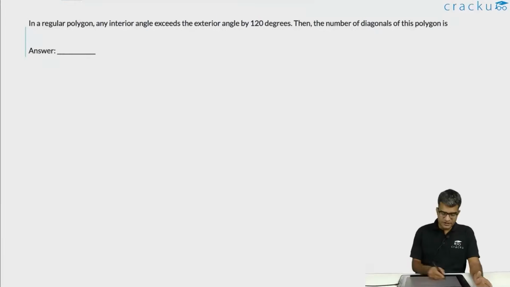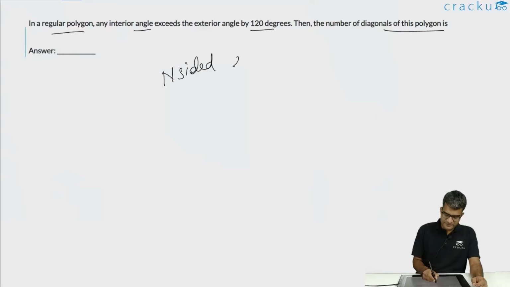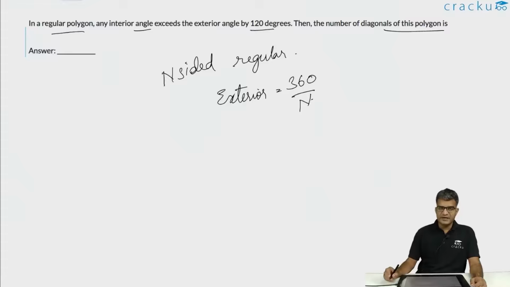In this question, we are told that in a regular polygon, the interior angle exceeds the exterior angle by 120 degrees. What is the number of diagonals in this polygon? We know that if there is an n-sided regular polygon, each of the exterior angles will be equal to 360 divided by n. And the sum of all the exterior angles in an n-sided polygon is always equal to 360 degrees. So each one of them will be 360 by n.